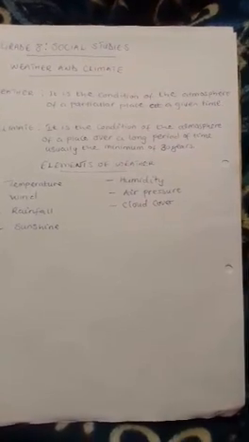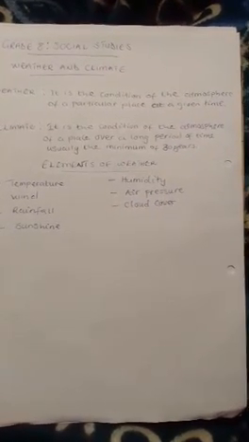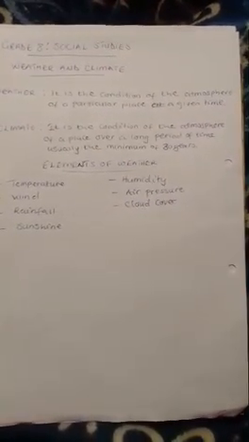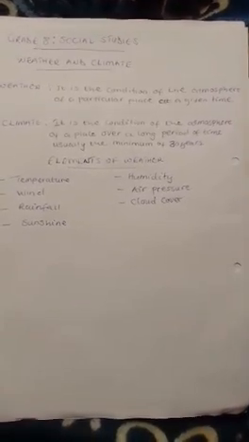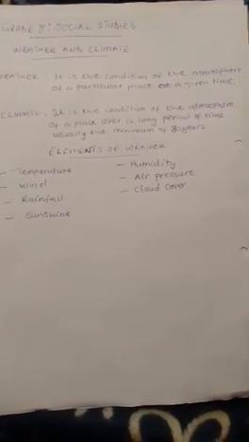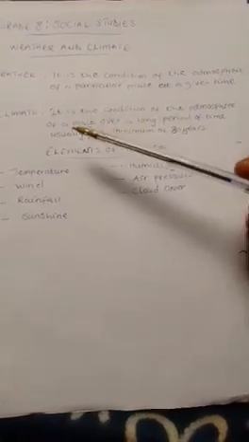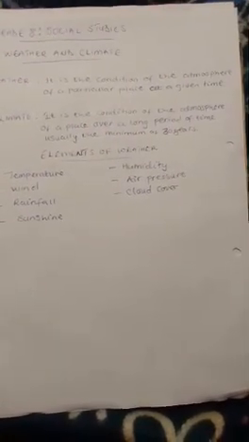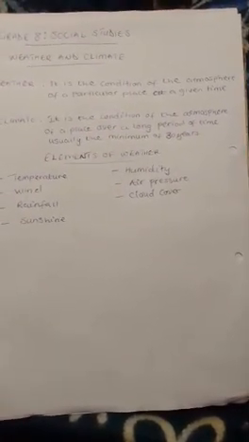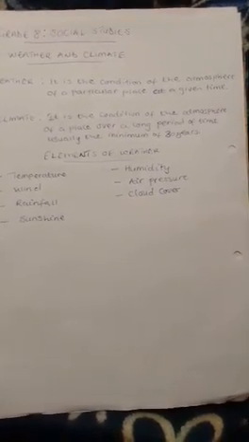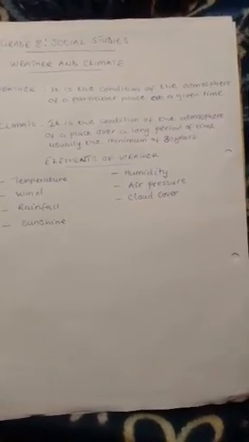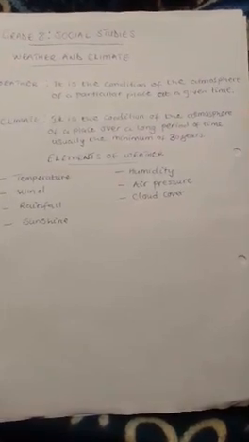And we said weather changes from time to time. And we also said weather varies from place to place. And we also looked at climate. What is climate? We said climate is a condition of atmosphere over a long period of time. And this can be usually over a minimum of 30 years.